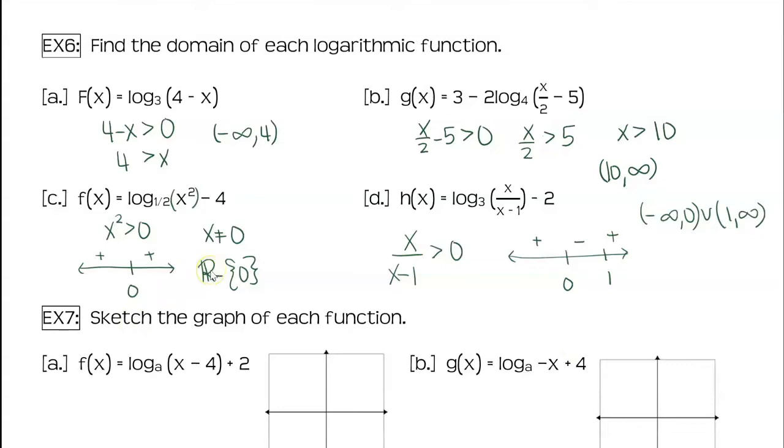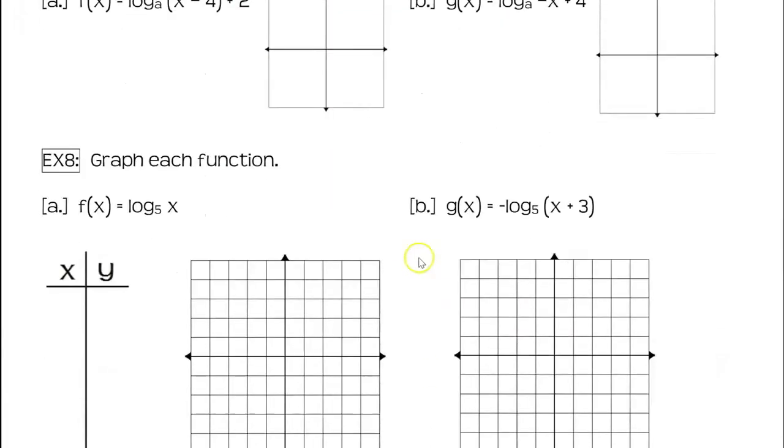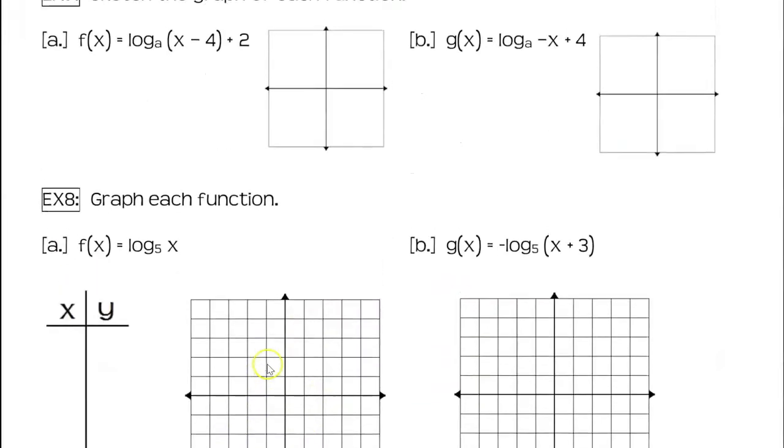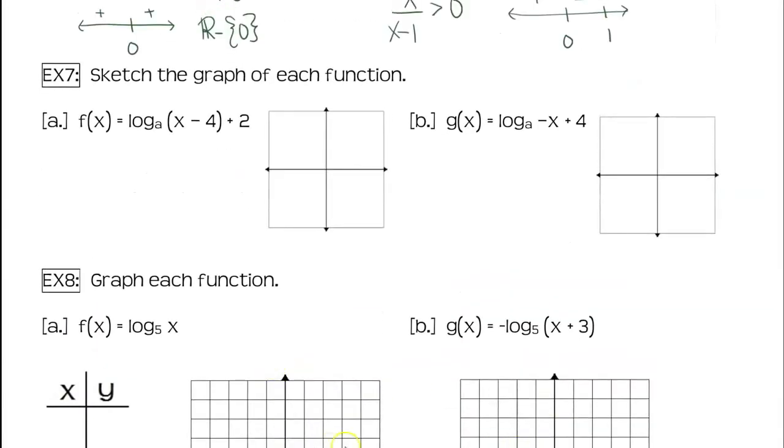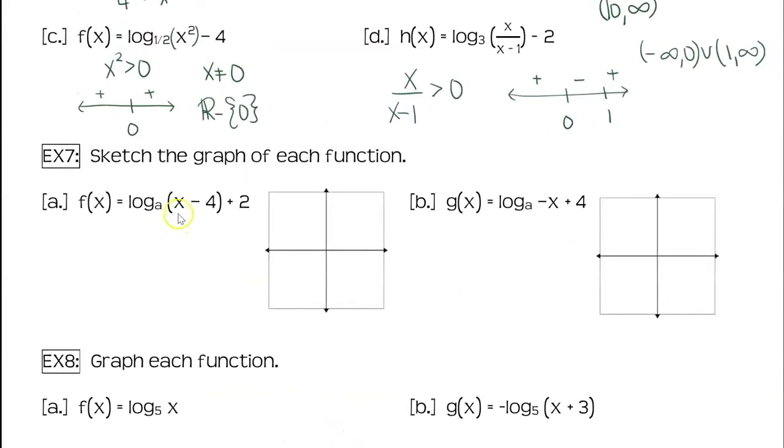We are going to graph a couple of these just by transformations. These are going to be quick graphs, and then we'll graph a couple more with points and actually make those more accurate. So this one, log base a of (x minus 4) plus 2, we know what the typical log function looks like. It's got a vertical asymptote and then comes off like this. This one has been shifted where? It's been shifted to the right 4 and up 2.